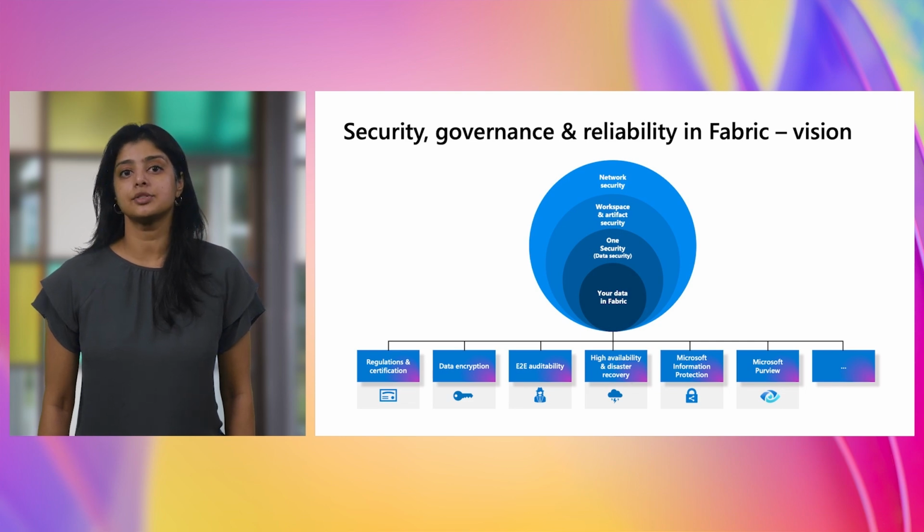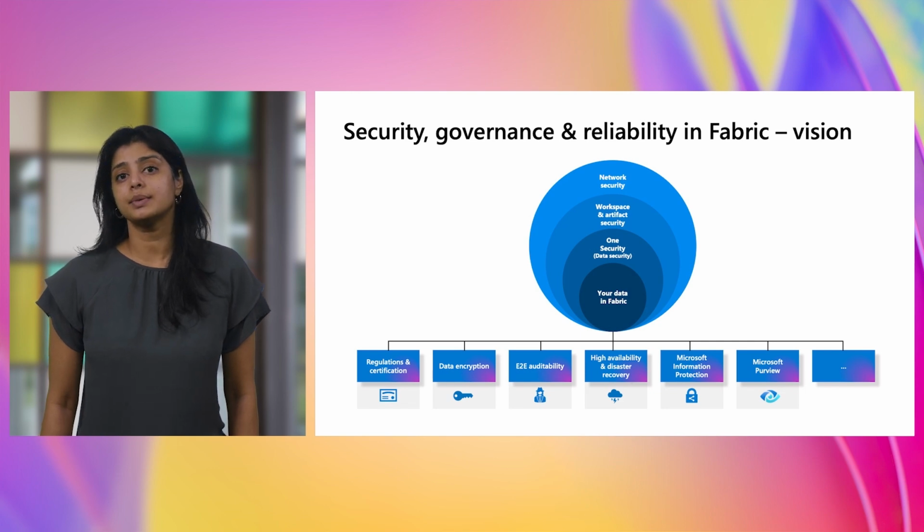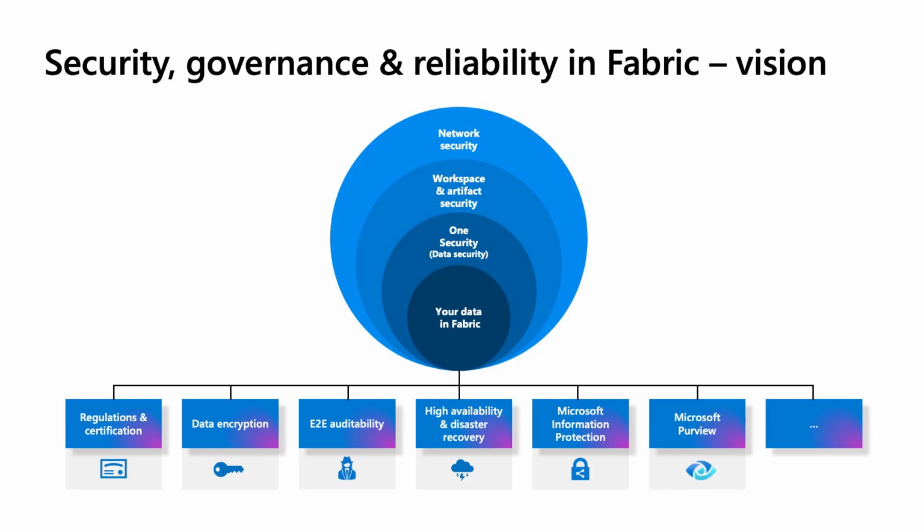Beyond that, access control will be managed via workspace roles, permissions, and sharing, as well as additional security at the data layer via OneSecurity. Like many other Microsoft products and services, we will comply with key industry certifications and regulations. Your data will be further protected by double encryption, end-to-end auditability, and data recovery in case of a disaster. And finally, Purview will be deeply integrated with Trident, bringing in a whole suite of governance capabilities.